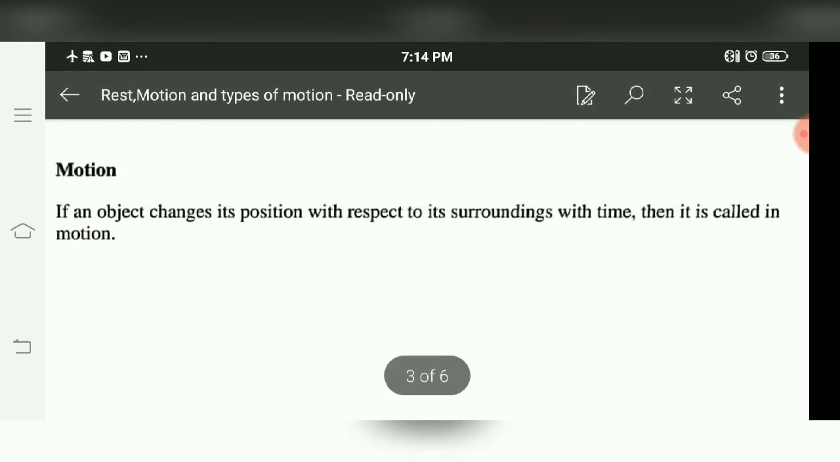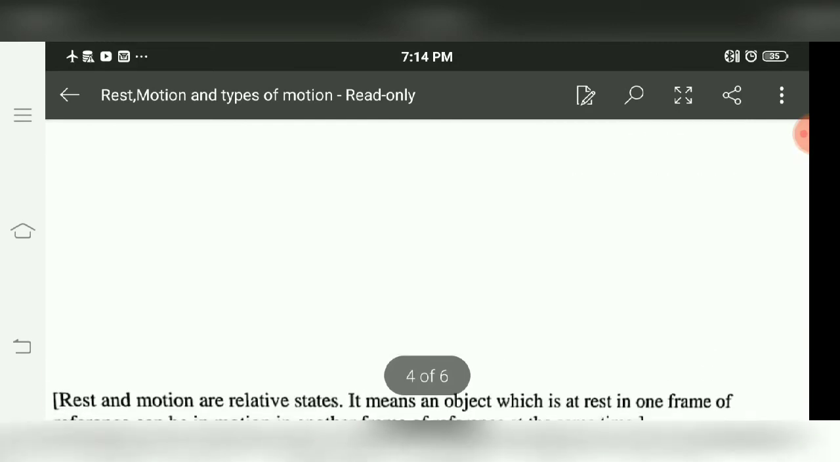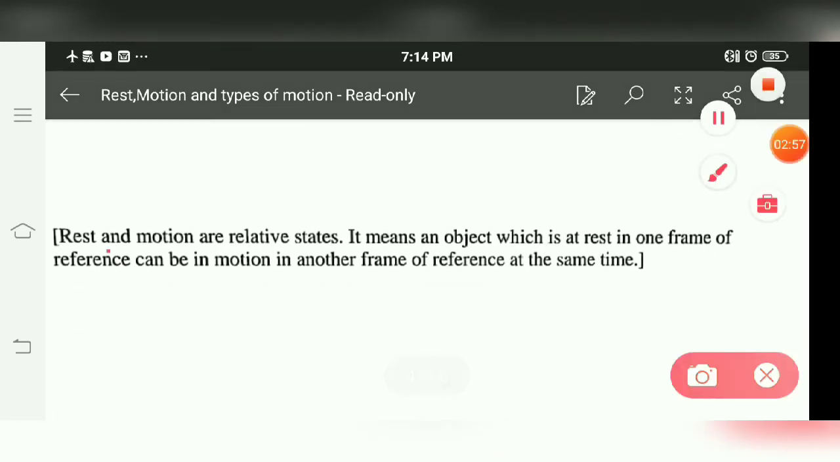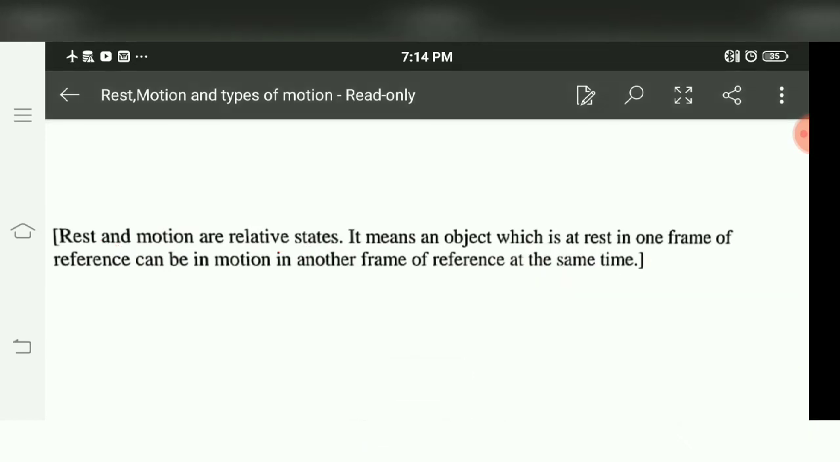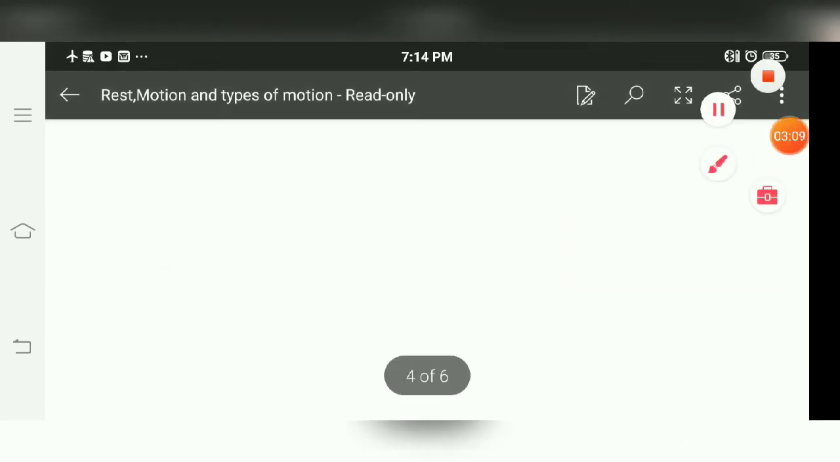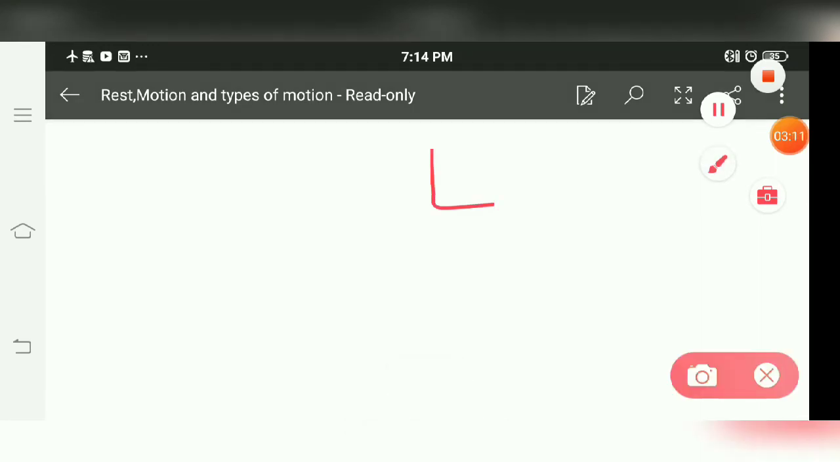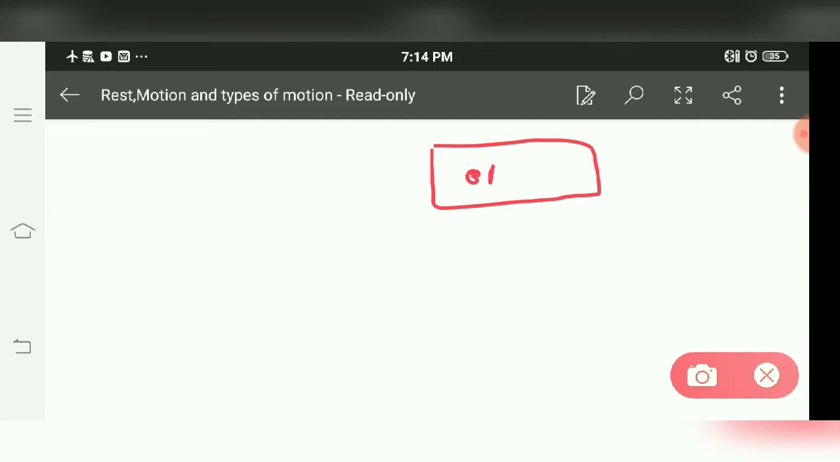Now these two terms, rest and motion, are related to each other. Rest and motion are relative states. It means if an object is at rest in one frame of reference, it can be in motion in another frame of reference at the same time. What does it mean? Suppose we take the example of a train again. In a cabin, a passenger is sitting. This is passenger A and these are other passengers B, C. Now a person, let D, is standing outside.